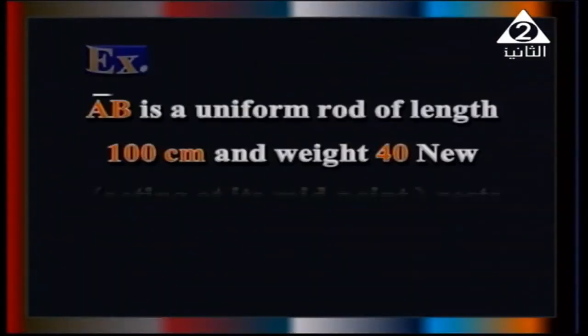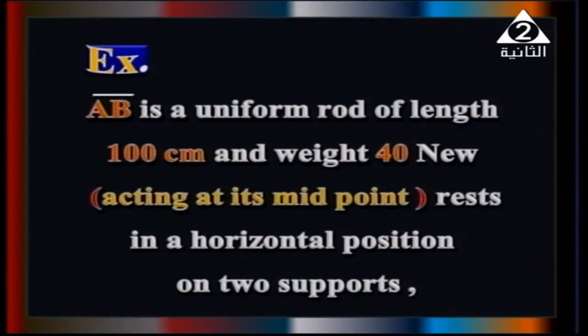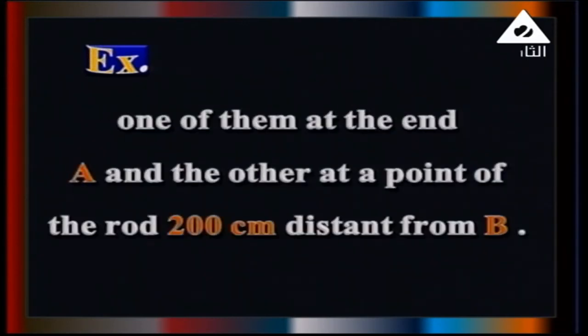My dear student, AB is a uniform rod of length 100 centimeters and weight 40 Newton, acting at its midpoint. The uniform rod rests in a horizontal position on two supports, one of them at the end A and the other at a point of the rod 20 centimeters distance from point B.